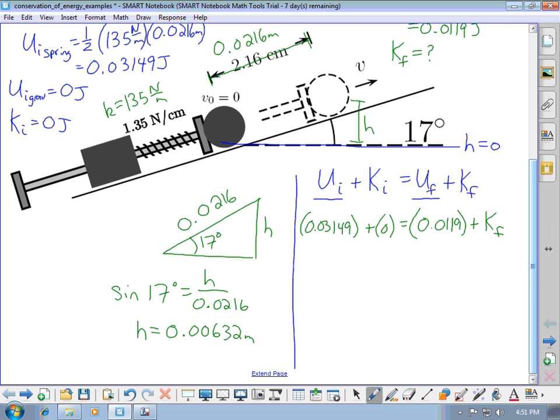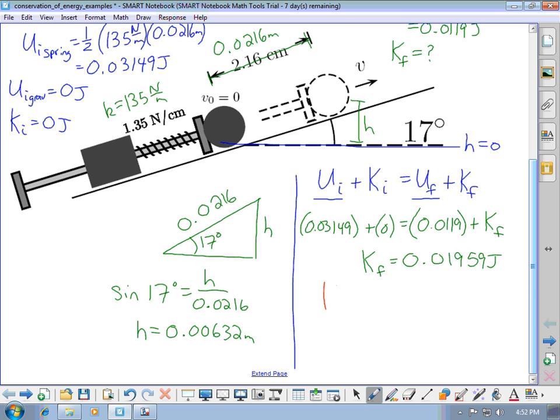And we don't know what our final kinetic energy is. So we can solve for that. 0.03149 minus 0.0119, and we get that the final kinetic energy is 0.01959 joules. Now that's not what the question asked for. The question asked at what speed does it leave the plunger.